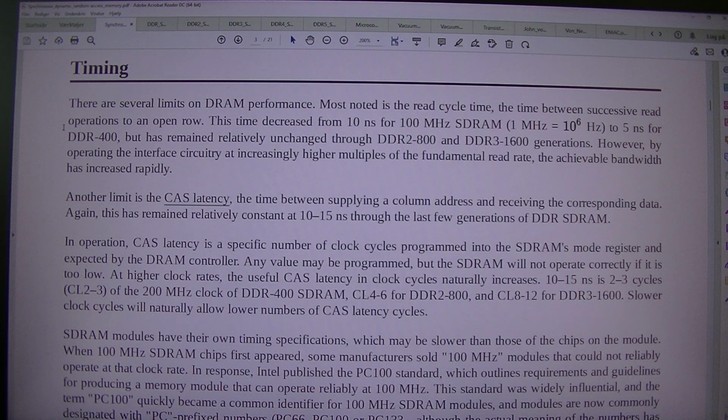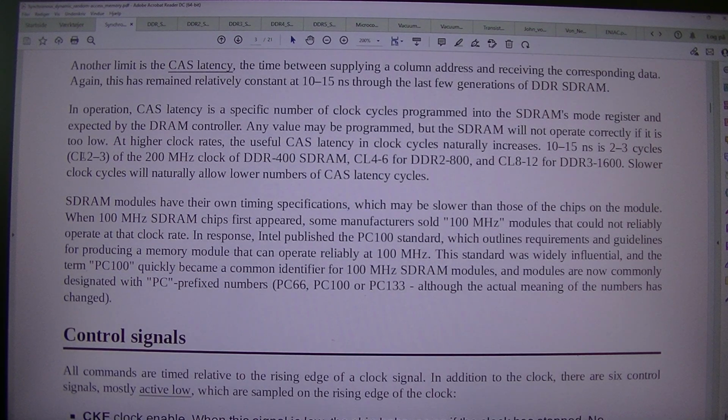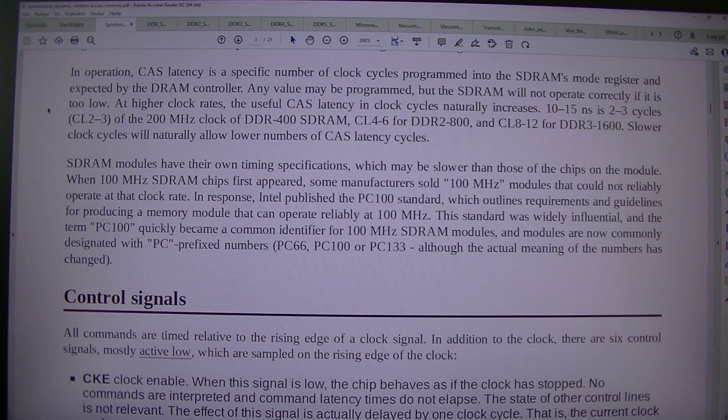has increased rapidly. Another limit is the cache latency, the time between supplying a column address and receiving the corresponding data. Again, this has remained relatively constant at 10-15 ns through the last few generations of DDR SDRAM. In operation, cache latency is a specific number of clock cycles programmed into the SDRAM's mode register and expected by the DRAM controller. Any value may be programmed, but the SDRAM will not operate correctly if it is too low. At higher clock rates, the useful cache latency in clock cycles naturally increases.